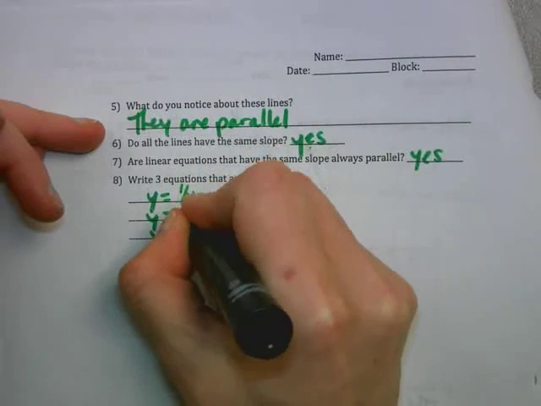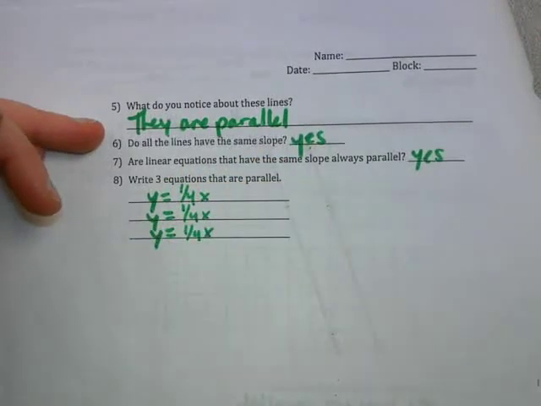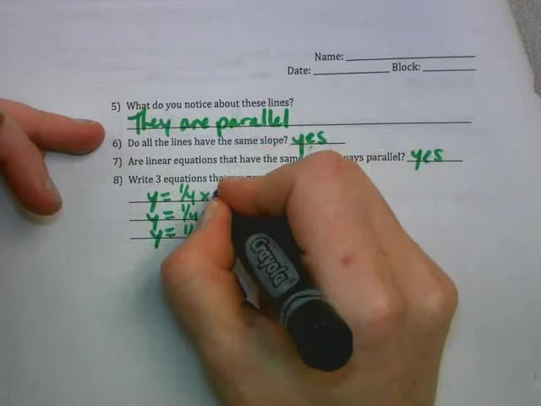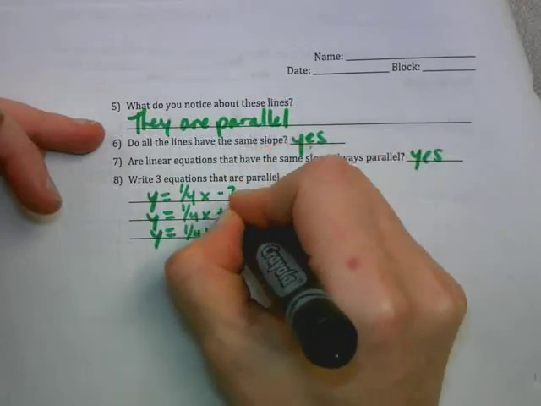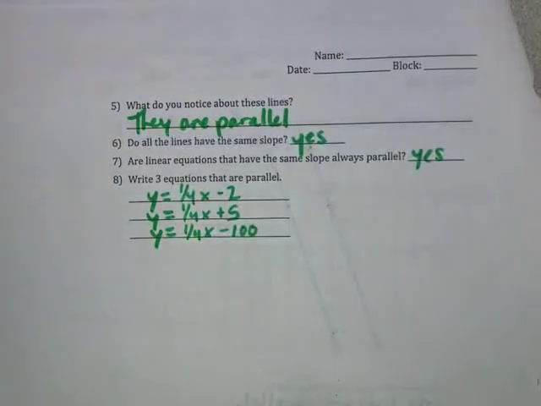Okay, so you should have your 3 equations, and here are my 3 equations. I'm going to pick a 4th x. I don't know why, I just picked it. And then I can pick any other y-intercept. So minus 2, plus 5, minus 100. There we go. They're all parallel.